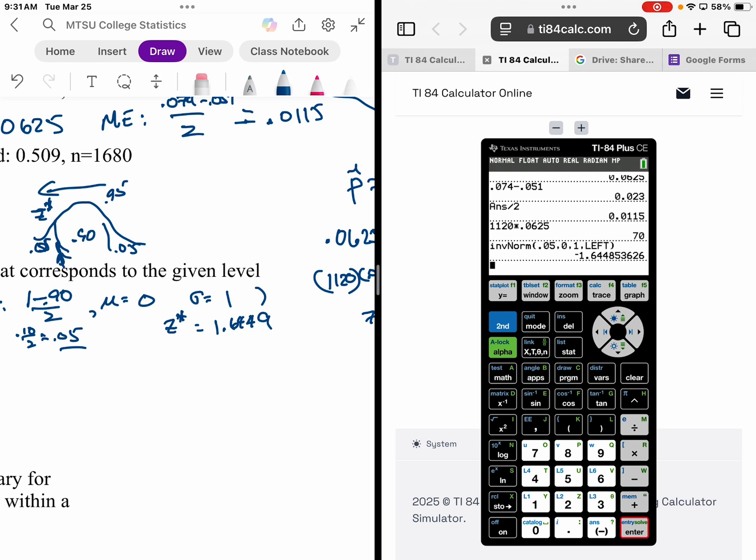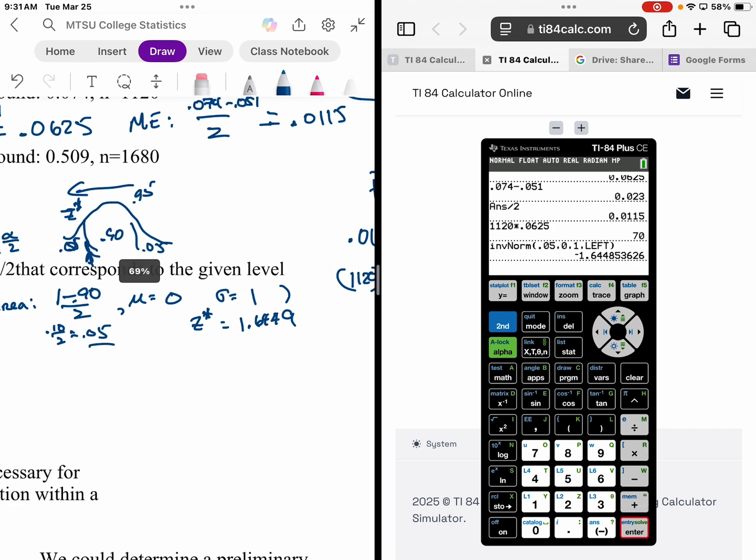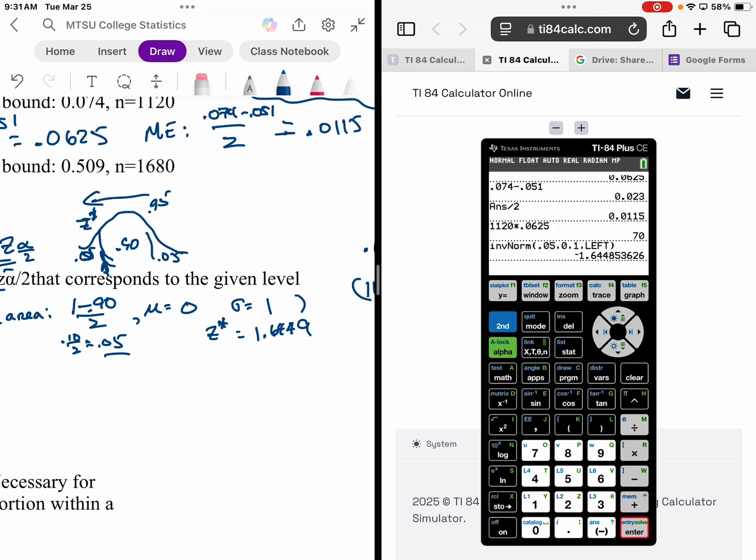Now, when you use your Z-stars, you just drop the negative. You don't have to worry about the negative being on there because it comes after a plus or minus symbol. So that's usually the fastest way to do it, is just do 1 minus your confidence interval, divide it by 2, and that's your area, and that's your area to the left. So we found the left bound Z-star right here for our problem was negative 1.6449.